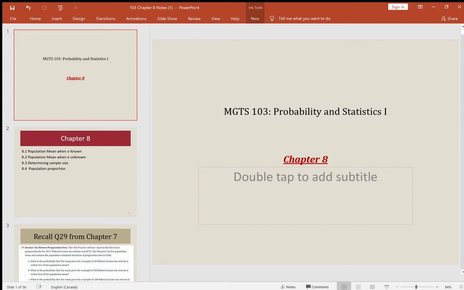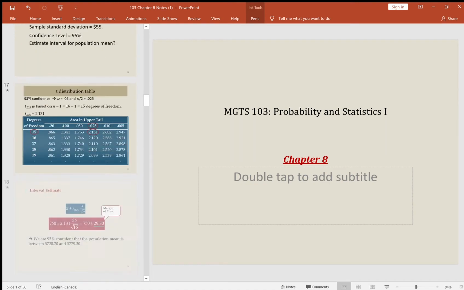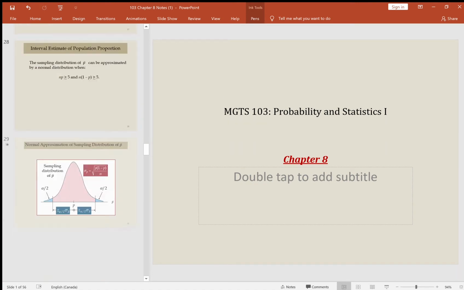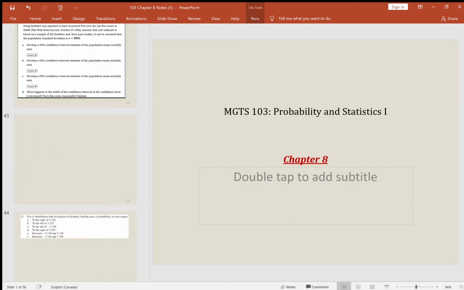Okay, welcome everyone. So this is part two of chapter 8 of MGTS 103. We've already done part one where we looked at most of the notes or the slides. And what we will do in this part two is just go over some of the questions that were left. So I will directly go to question number 27 at the end, which is where we were at the end of part one.